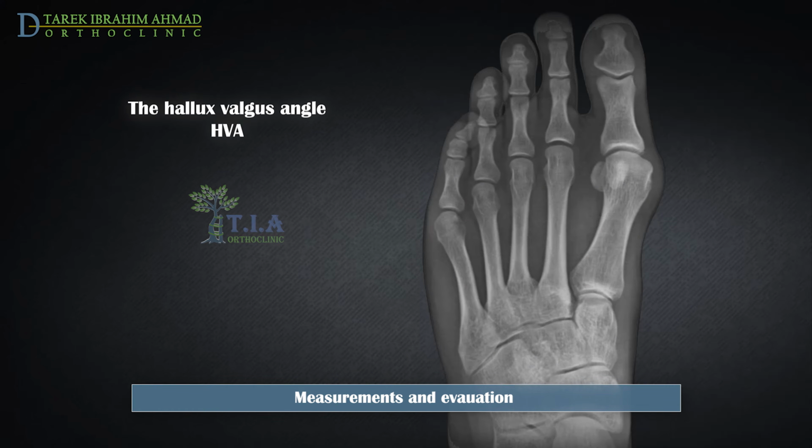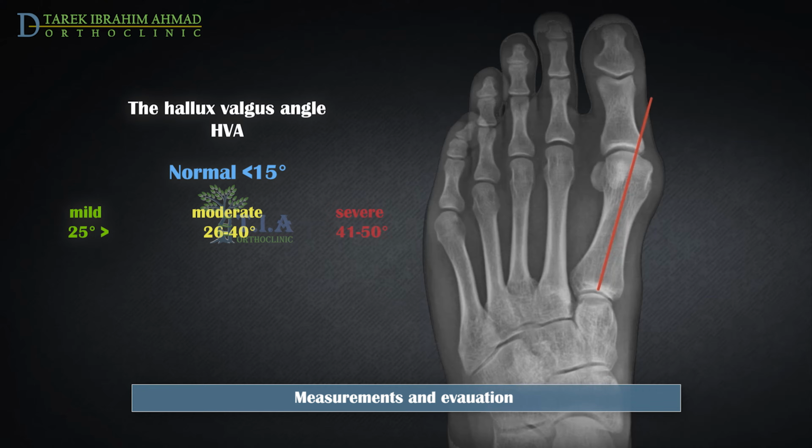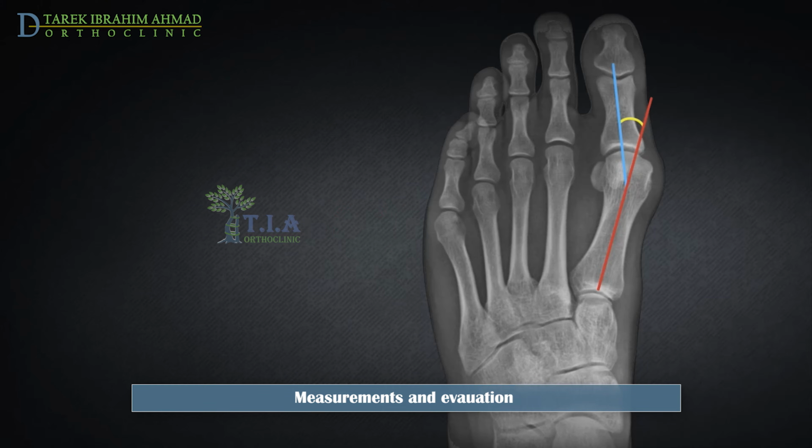The hallux valgus angle, HVA. The angle created between the longitudinal axis of the first metatarsal and the longitudinal axis of the hallux. Historically, an angle greater than 15 degrees was considered abnormal. Contemporary research suggests an angle of 20 degrees or greater is abnormal.